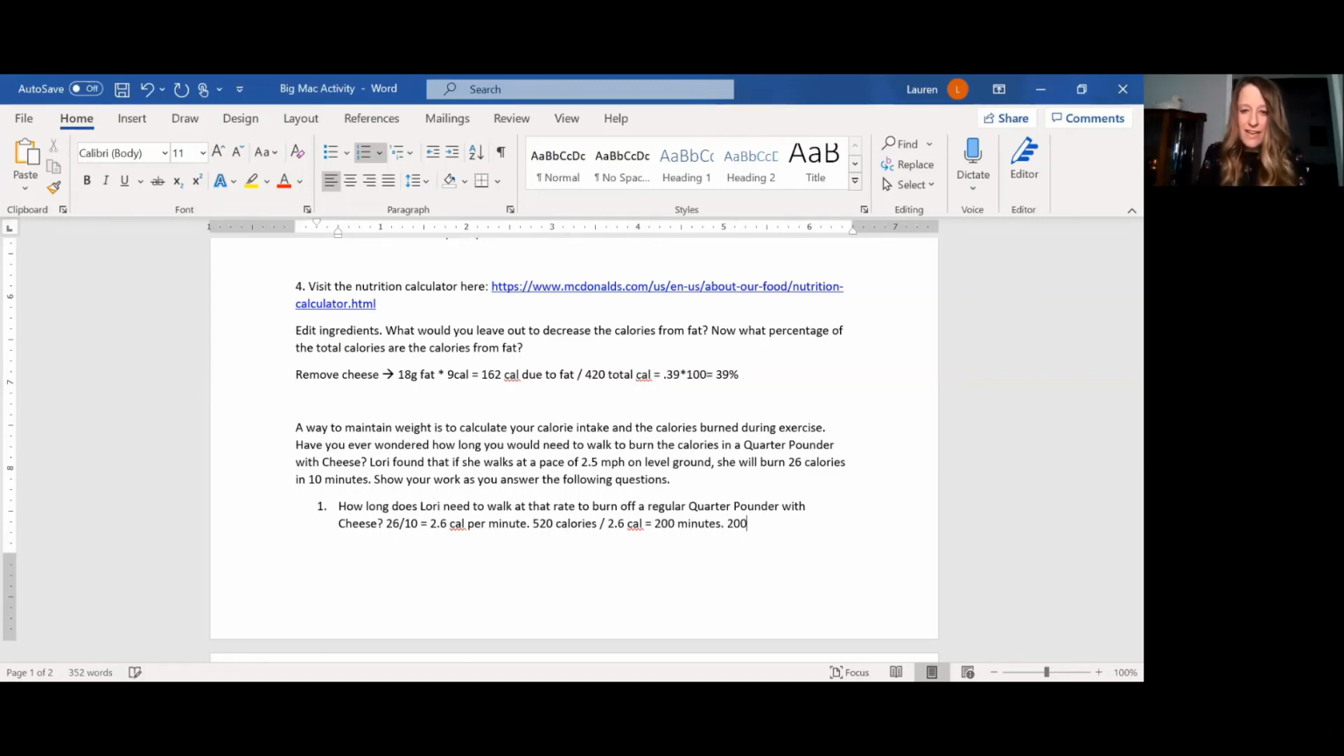And just to double check that, I found 200 minutes. Let me calculate that out. She walks for 200 minutes, burning 2.6 calories per minute. How many calories would she burn? And of course, it gives us 520 calories, which is what we were looking for. So it would take her 200 minutes of walking to burn off the calories in a quarter pounder with cheese.